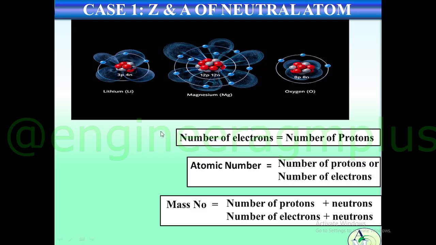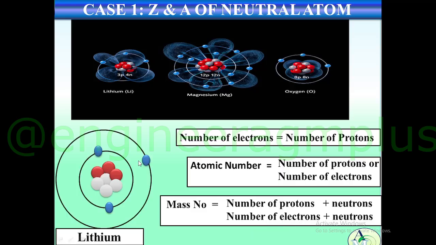Which means the atomic number is equal to the number of protons or the number of electrons. That is for a neutral atom. Mass number is equal to number of protons plus neutrons. But since the protons are equal to the electrons, then we can say mass number is also equal to number of electrons plus neutrons. Now let's see lithium. You can see on the screen the number of electrons we have for lithium. We have 1, 2, 3. In that case, the atomic number is 3.